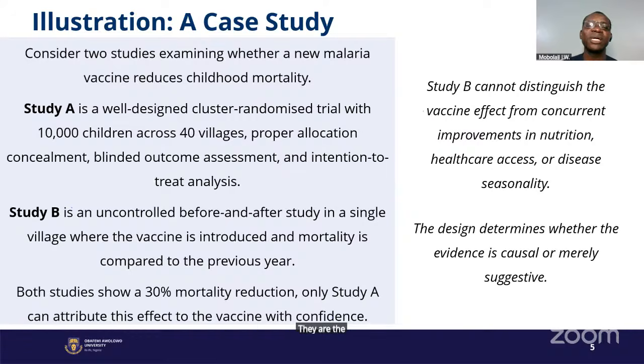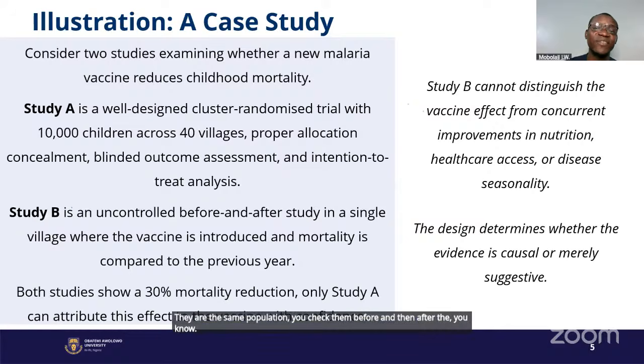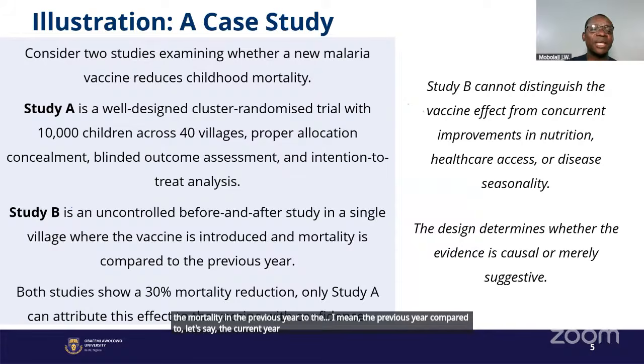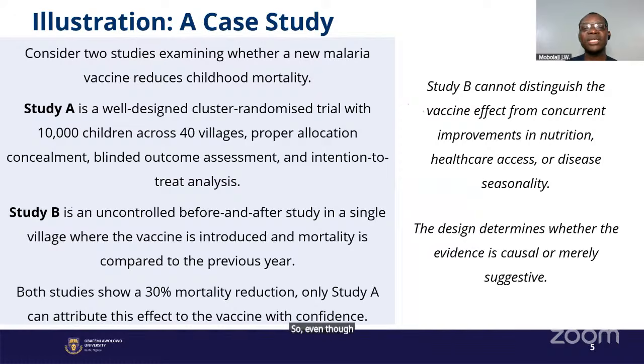Then another study is an uncontrolled before-and-after study, no control group, just the same population. You check them before and then after the intervention in a single village, and after the vaccine is introduced, you compare the mortality in the previous year to, let's say, the current year. So let's assume that both studies show about 30% mortality reduction. So even though they are both showing an interesting finding, our confidence will be more on study A because it goes through more rigor.